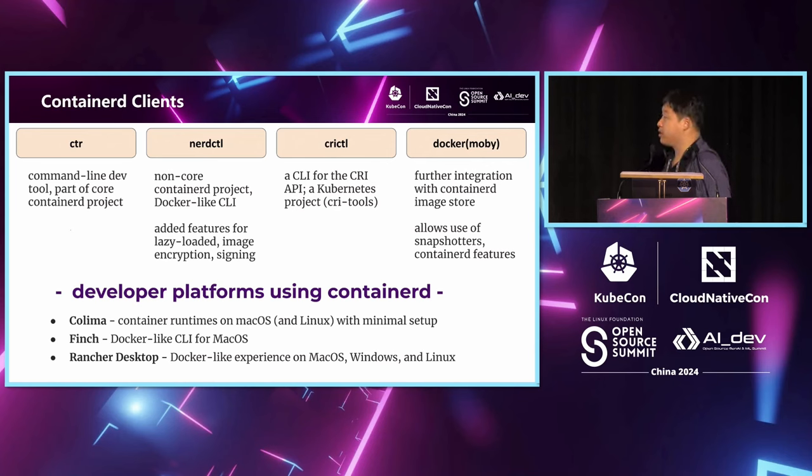containerd features. nerdctl is a Docker-like CLI. It's the most user friendly. And crictl is based on the CRI API. We know CRI is the Kubernetes standard API. And another thing is Docker or Moby is also based on containerd.